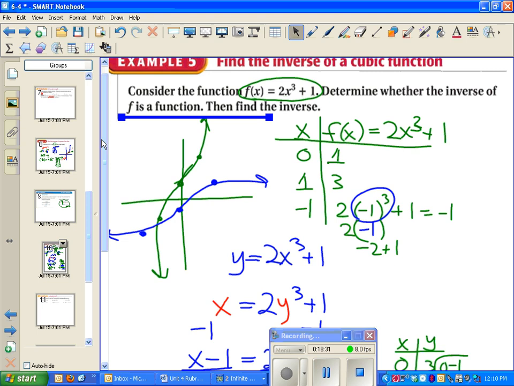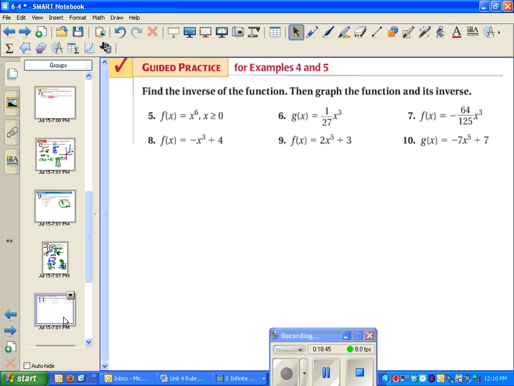And then if we draw the y equals x line, it does actually reflect on the y equals x axis. Okay, so that's kind of how you do that, because your guided practice asks you to graph them. So it says find the inverse of a function, so you don't have to make sure it has an inverse. Find the inverse of the function and then graph the function and its inverse.